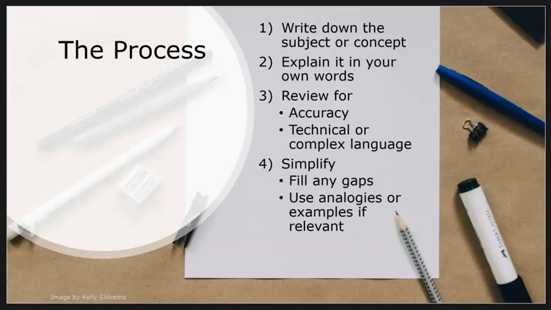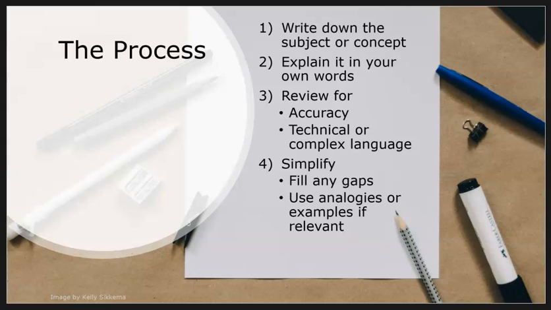Let's look at the steps in the process. First, start by writing the name and definition of the concept at the top of a sheet of paper. Next, explain it in your own words as if you were teaching it to someone else. Then, review and analyze your explanation, making sure that all the information is correct and not written using any technical terms or complex language. Refer back to your textbook and notes if necessary. Finally, simplify it by filling in any gaps that you may have found and using relevant analogies when you can. Your final explanation should be so plain and simple that someone without your knowledge can understand the concept.